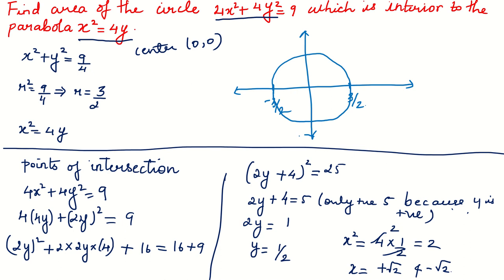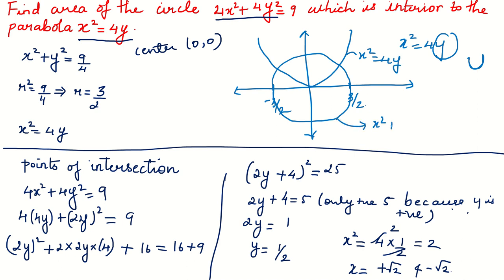Now there is a parabola which is x square is equal to 4y. Look at this, it's y, and it's positive, so the curve is upward. This is x square is equal to 4y and this is x square plus y square is equal to 9 by 4. Now you have to find the area enclosed by these two curves.